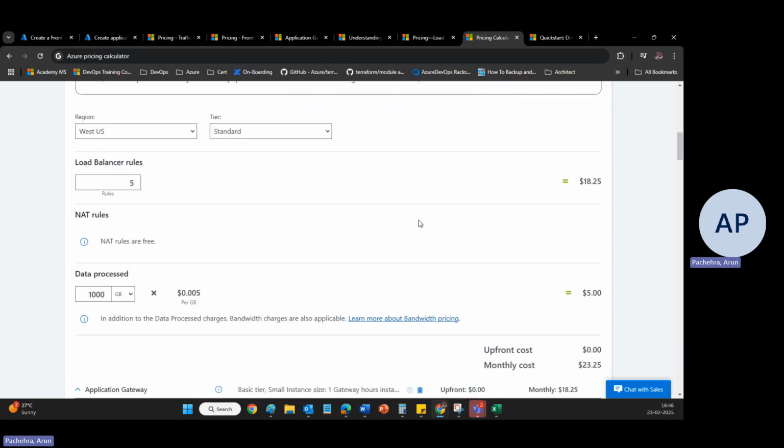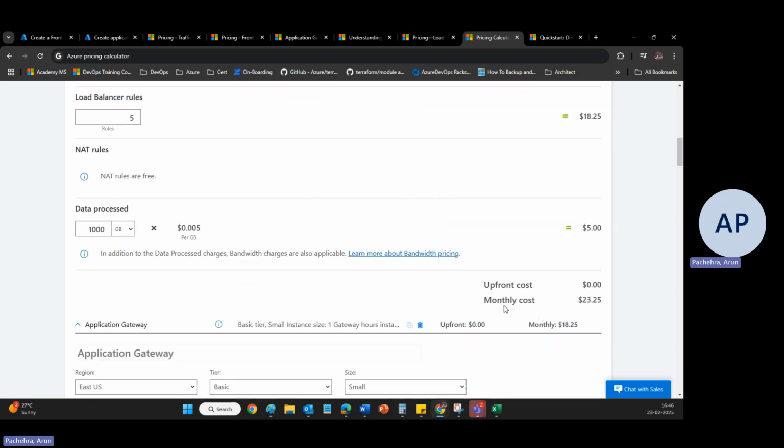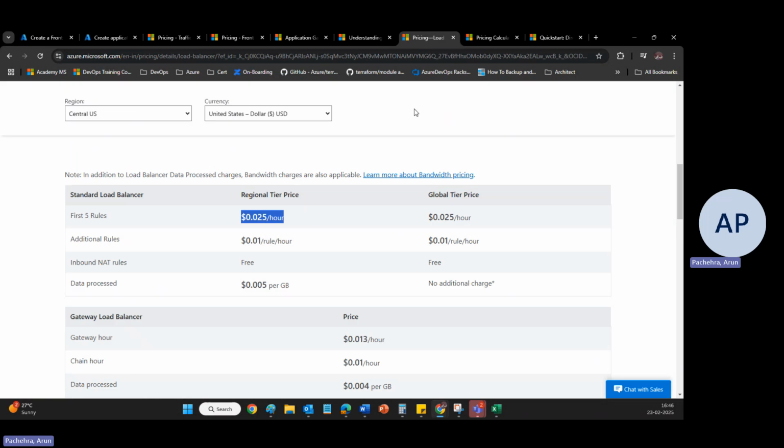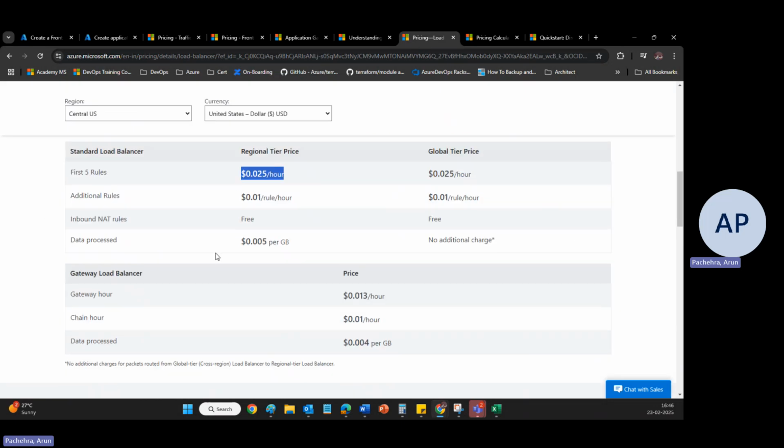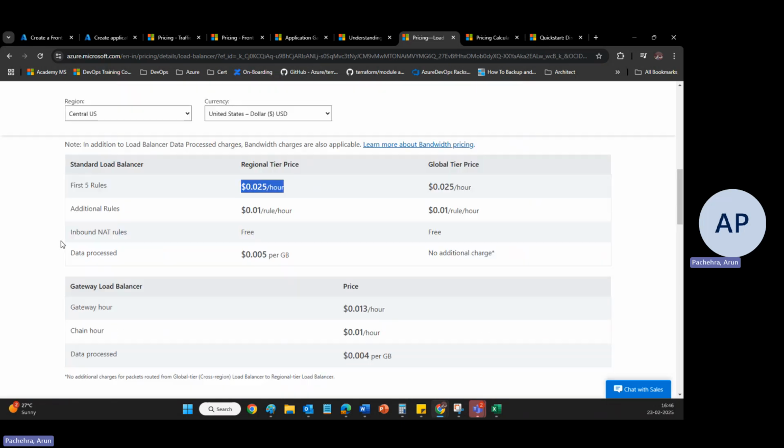Let me try to see the monthly cost, right? Okay, now get back here. Inbound NAT rules are free, and the data processing per GB cost is here. This is for the standard load balancer.